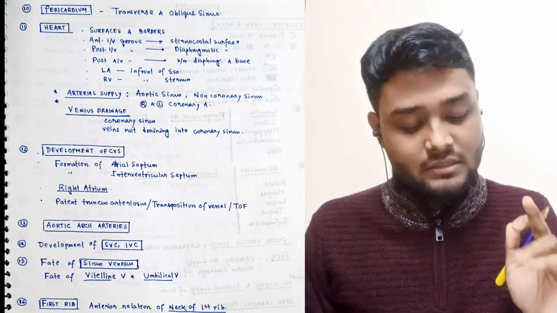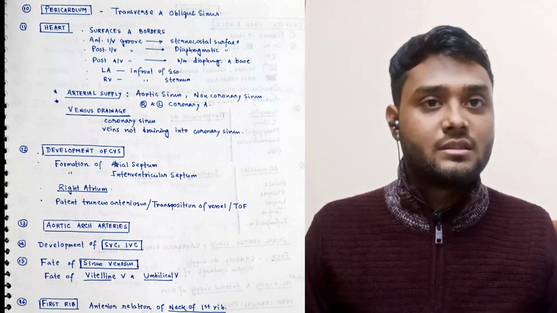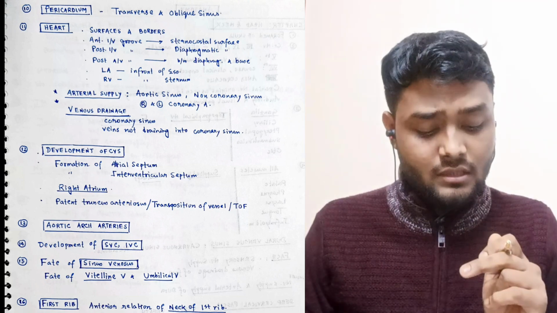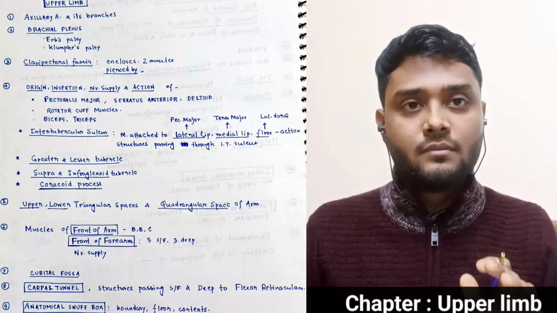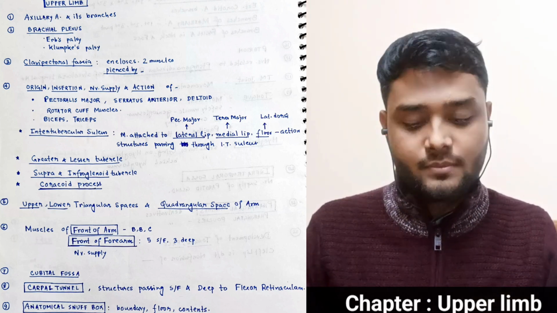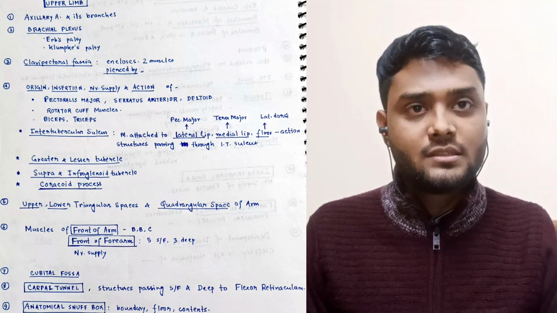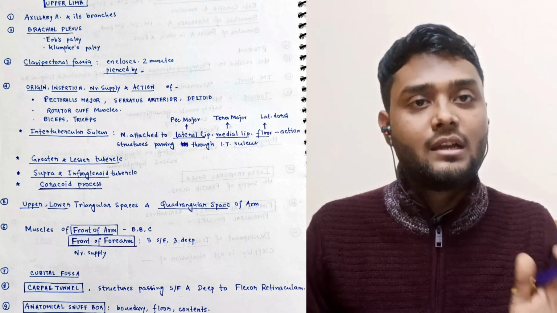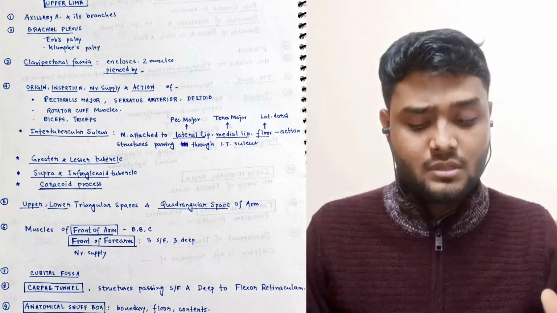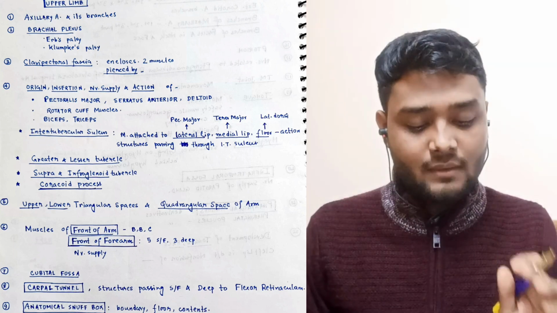rib. First rib: what is the anterior relation of the neck of the first rib? What are the structures present at the neck of the first rib? Chapter upper limb. In the upper limb, firstly read the axillary artery and its branches. The brachial plexus, Erb's palsy, Klumpke's palsy. Clavipectoral fascia: it encloses two muscles, and the clavipectoral fascia is pierced by which structures? Read it. Origin, insertion and nerve supply.